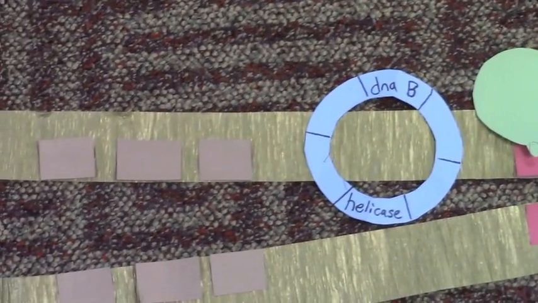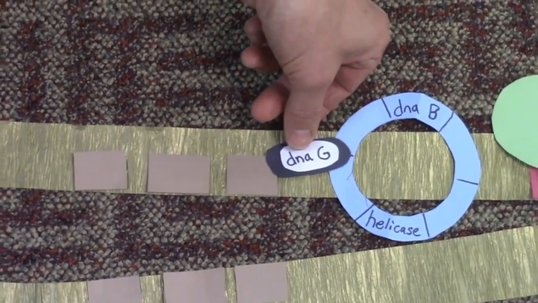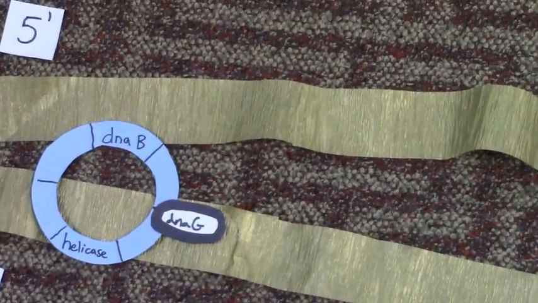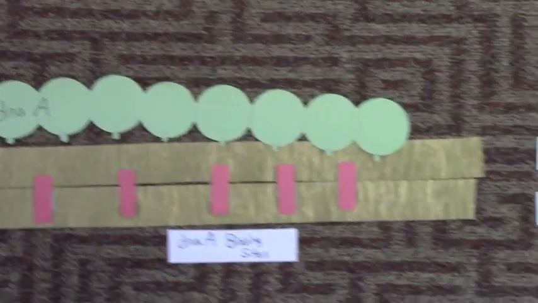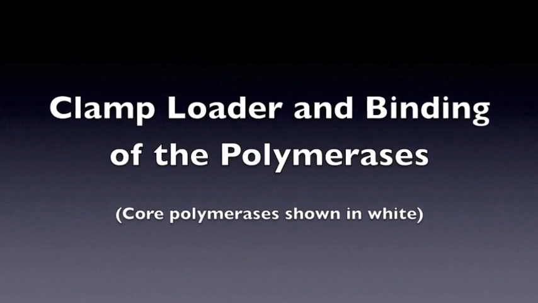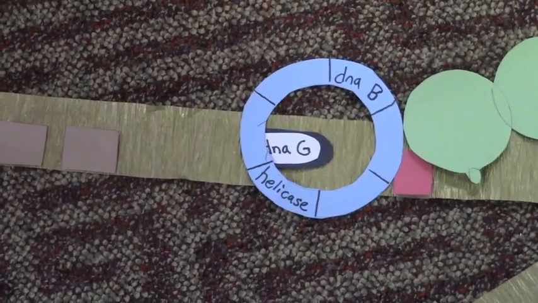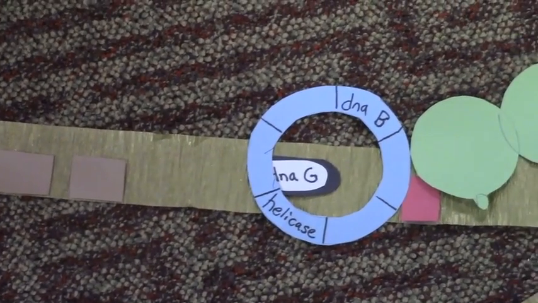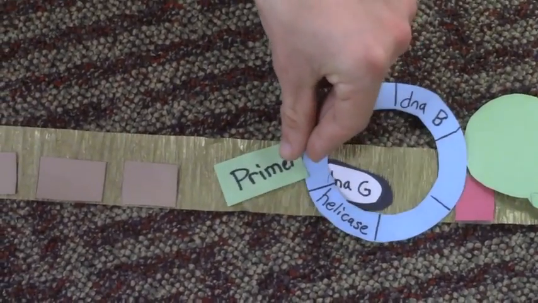DnaB also promotes binding of DnaG, a primase. There are actually 3 primases bound per helicase in E. coli, but here we will just show one. Together, these factors form the primosome. The primase DnaG next to the DnaB helicase attaches an RNA primer to the parent DNA strand.